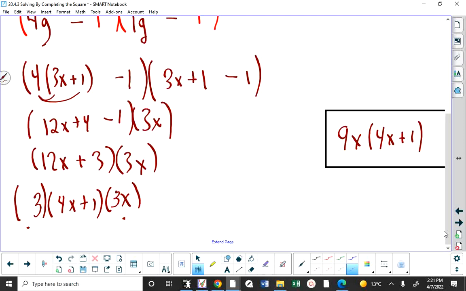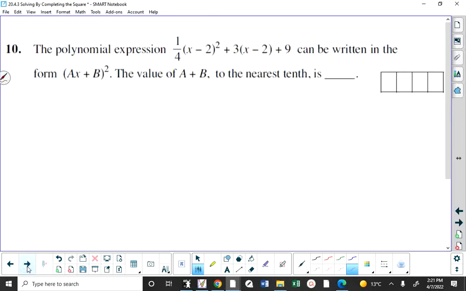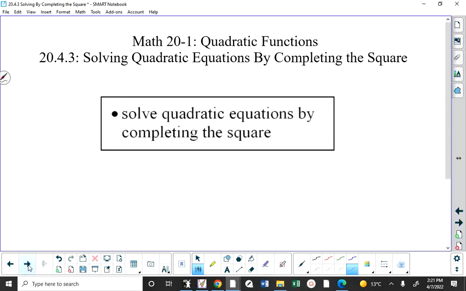All right, we're going to get started here on the next lesson. Just when you thought you escaped from completing the square, like a zombie, it rises to present itself to us again. So we're going to be solving quadratic equations by completing the square.